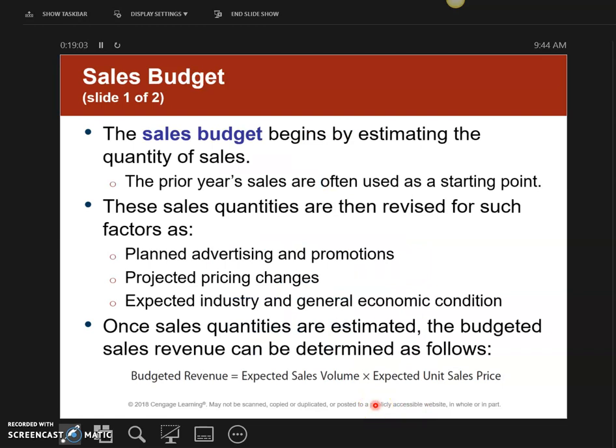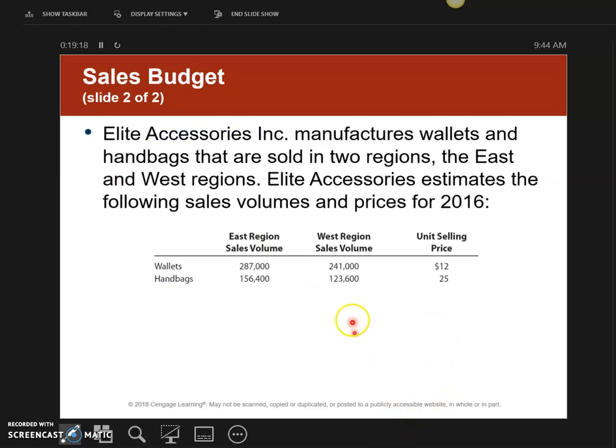So the sales budget is where everything begins. You always look at prior year sales. That's your starting point. You might have to change some things. Quantities might be changed, other things might be changed for whatever reason. But we're going to examine Elite Accessories, and they make wallets and handbags that sell in two different regions, East and West.